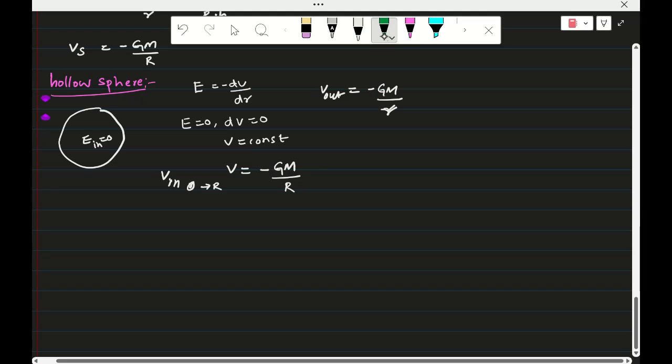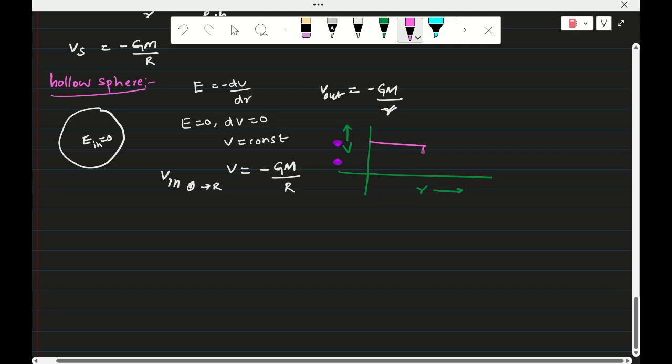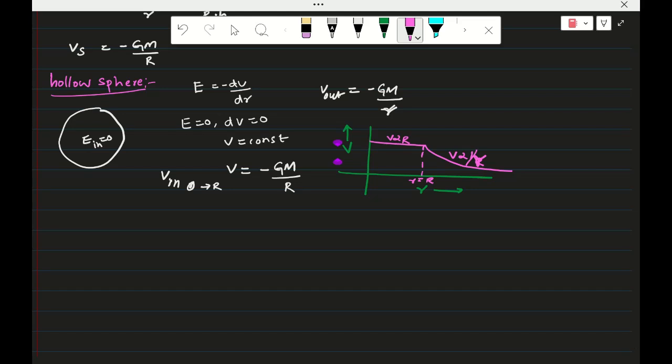Now if you go with the graph, it is like this. With respect to r on the x-axis, the potential on the y-axis. It is constant up to r equal to R. Thereafter it is inversely proportional: V is proportional to 1 by r. And this is small r. So this is the graph for potential. The difference is that where E is equal to 0, V is not equal to 0. That is the hollow sphere.